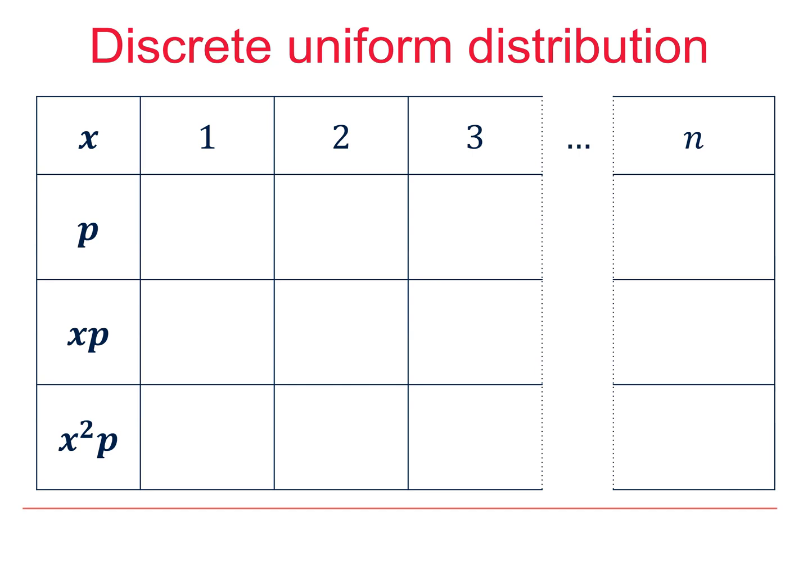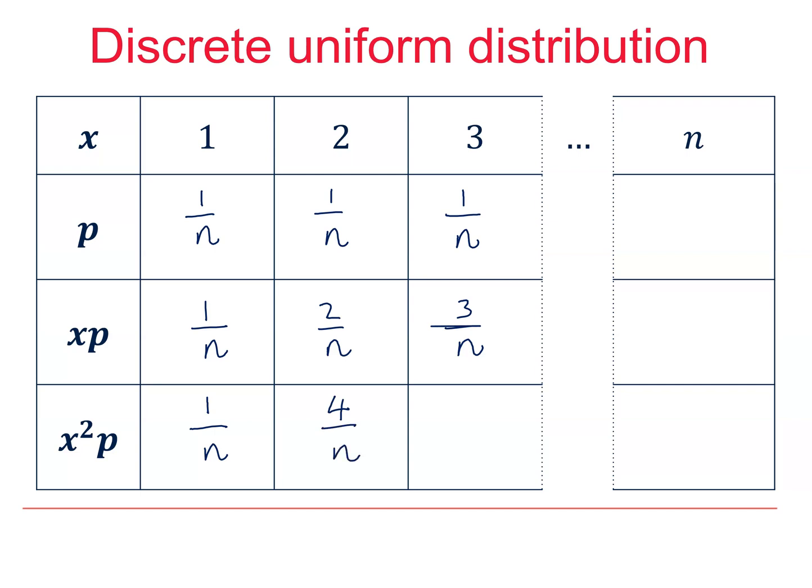OK. To find the mean and variance of a discrete random variable, you're going to need the sum of the values of xp and of x squared p. So, for all values of x, the probability is 1 over n. And then we multiply that probability by the value of x, 1 over n, 2 over n, 3 over n, and so on. And then multiply them by x squared, 1 over n, 4 over n, 9 over n, and so on.